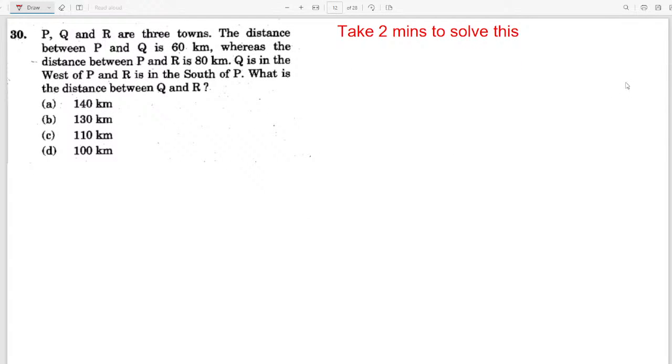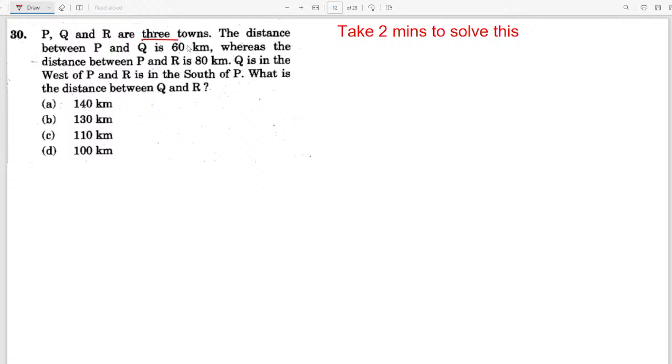So take 2 minutes to solve this. It's time. People who have not yet posted your answers, please post. 4 people have got option D. We'll see how to go about this question.